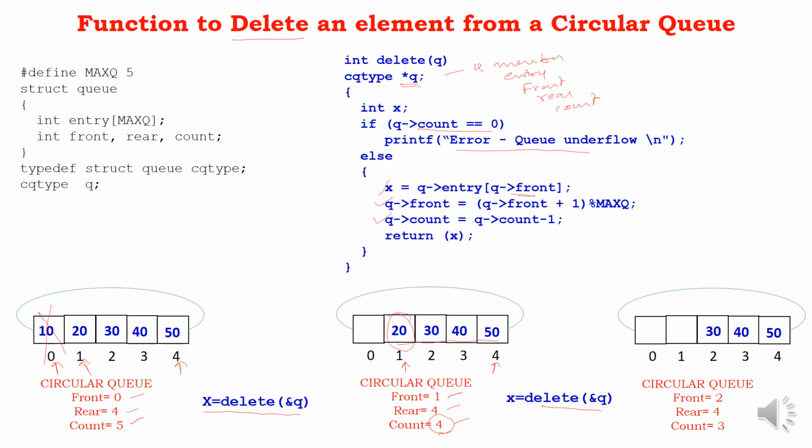Then front is changed, front is front plus 1 mod max q, front is 1, 1 plus 1 mod max q, 2 mod 5, which is 2. So next front will be 2. See here, front is 2, rear is 4, count is reduced by 1 and one more element is removed. So now front is 2, rear is 4, count is total number of elements, 3. Like this, you can reduce elements, we can delete elements from the front position. Deleting an element from the front position is said to be deletion.